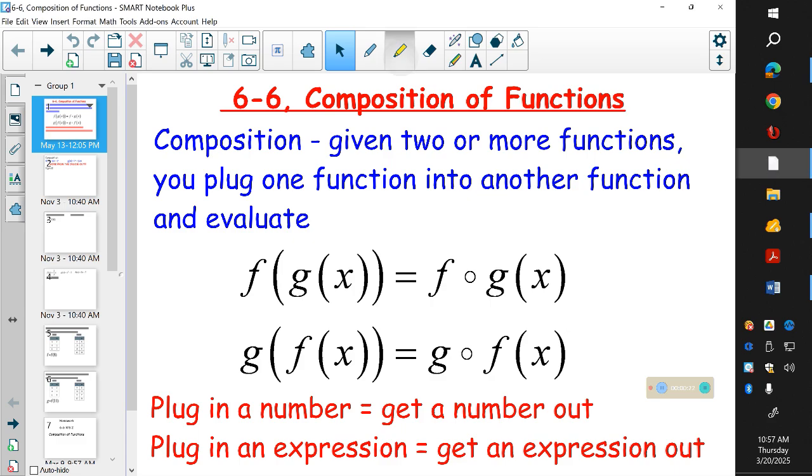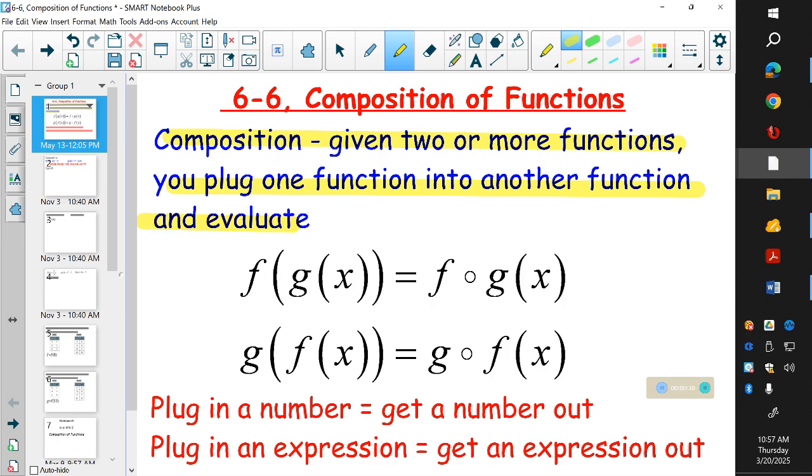Okay? Composition. Given 2 or more functions, you plug one function into another function and evaluate. Now, when I read these, they are going to read exactly the same way, but the notation is different. So f parenthesis g parenthesis of x is the same thing as f of g of x. Go over across the equal sign, f of g of x. That little o is read exactly the same way. It is not fog, okay? It is f of g of x, all right?